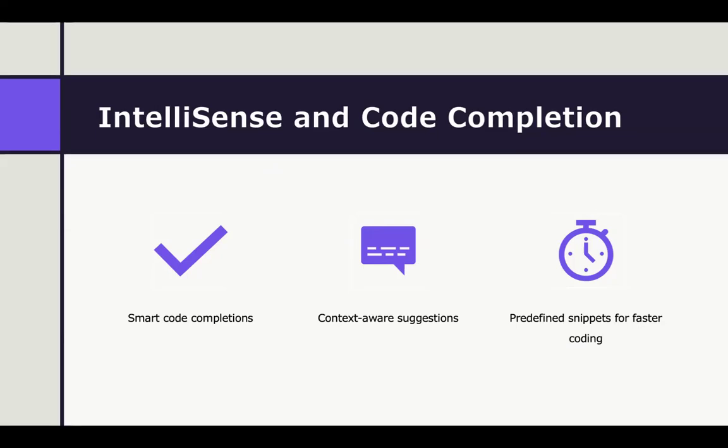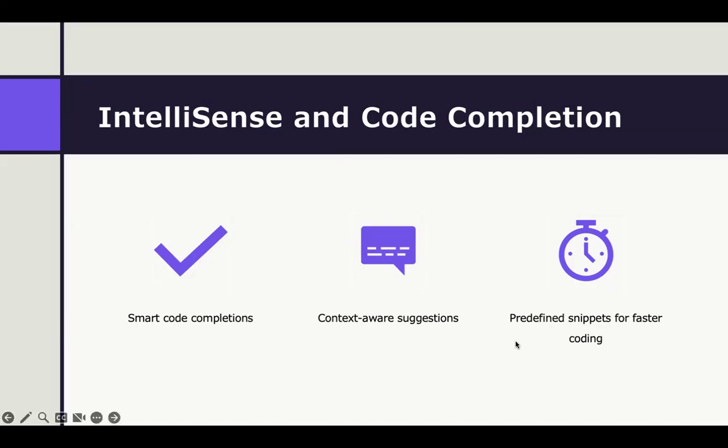Context-aware suggestions, what that means, if you made a mistake or if your code doesn't really make sense based on what you were trying to do, your Visual Studio Code will show you that, hey, maybe you did not mean to put it there. Maybe you meant to put a different thing. And it will show you suggestions of what that might look like, which is really cool.